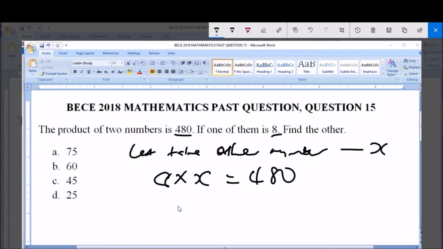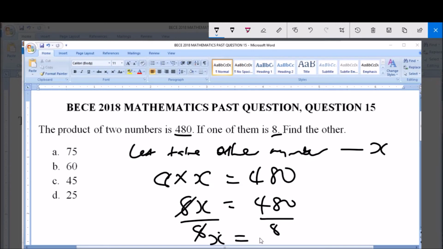Now to find x, we divide both sides by the coefficient of x, which is 8. So therefore we cancel 8, we have x is equal to, now 8 here is 1 and 8 into 480 is equal to 60. So x is equal to 60.